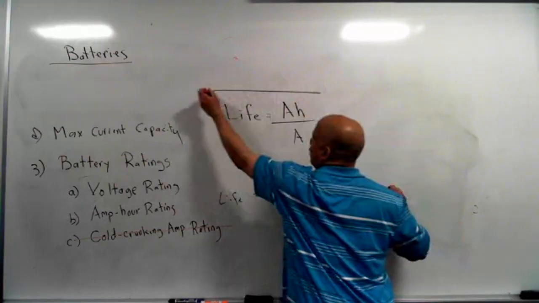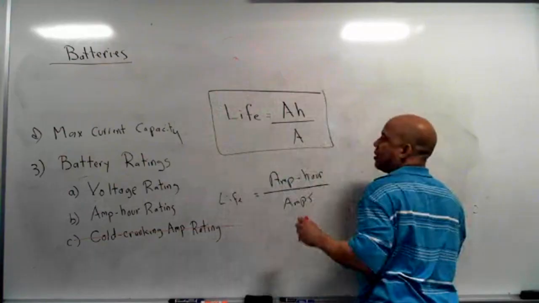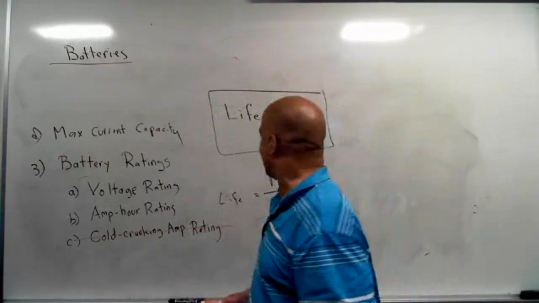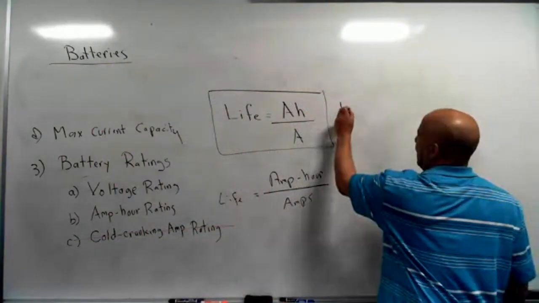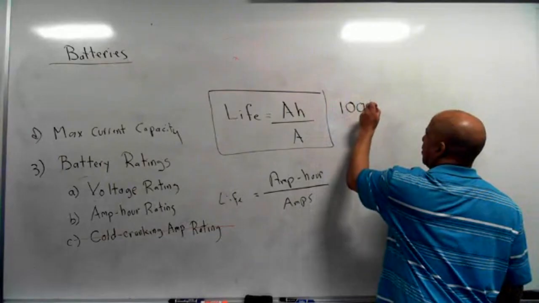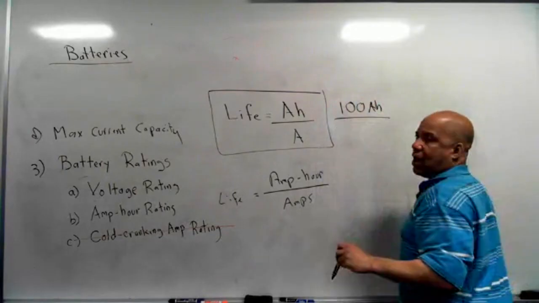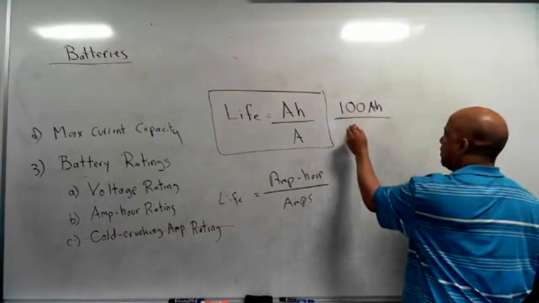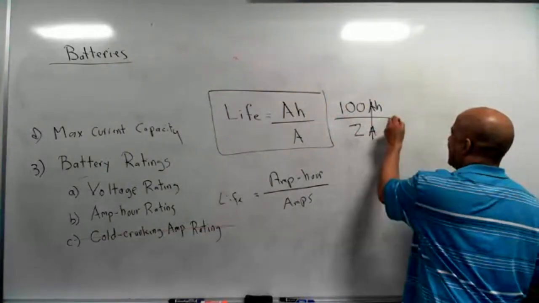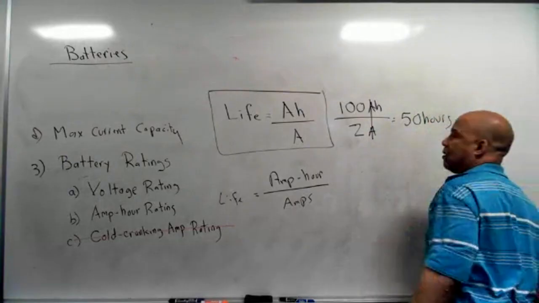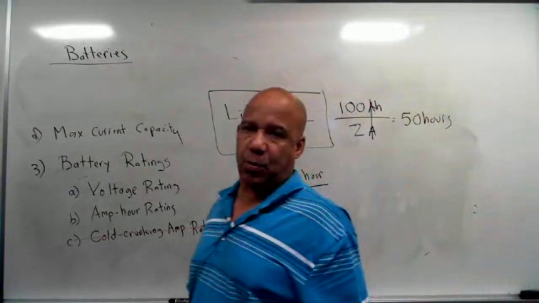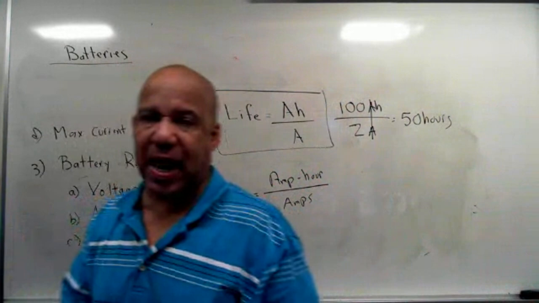Now this is a theoretical equation, and I'll tell you what I mean by that in a second. So say I have a battery rated at 100 amp hours, and I draw 2 amps of current from it. Ideally, I should be able to use that battery for 50 hours. So you can see why that's pretty valuable to know if you want to run something off a battery.